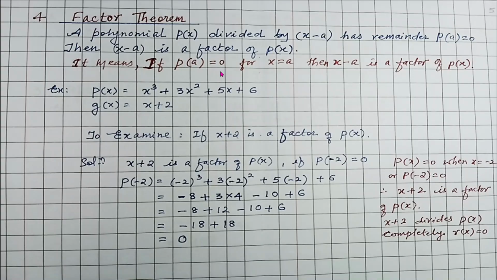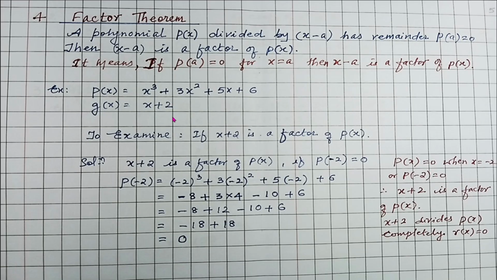Now again, I'll repeat: a polynomial p of x when divided by x minus a, the remainder is p of a. But if p of a is 0, then x minus a is a factor of p of x, and remember that. So now, to understand this theorem, let us take an example. p of x is equal to x cube plus 3x squared plus 5x plus 6, and we have a binomial x plus 2 here. Now let us find out whether x plus 2 is a factor.